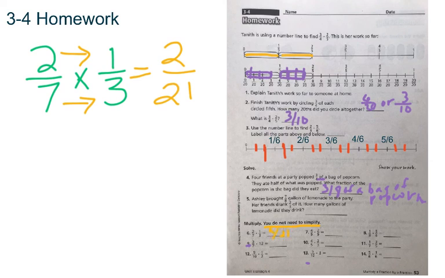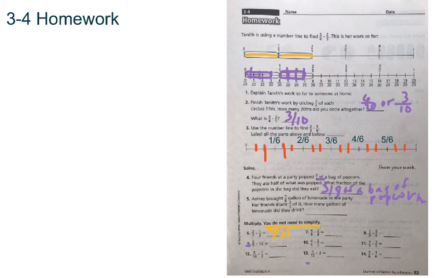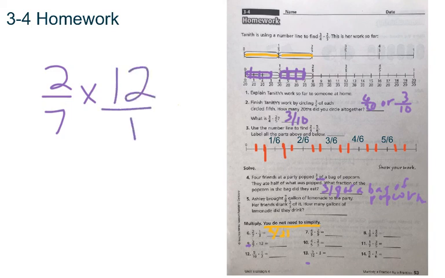Okay, we'll go ahead and complete one more together. Let's look at number 9. Number 9 reads 2/7 times 12. When we have a whole number, in order to make the whole number into a fraction, remember we write that whole number over 1. So now you have 2/7 times 12 over 1.